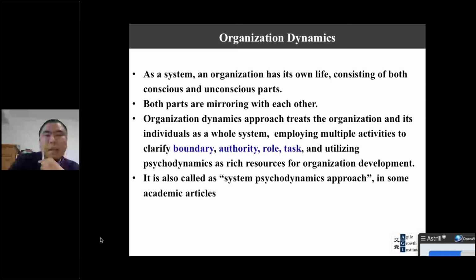For myself, I prefer the word used by Rolf Stacey and Susan Long. It is organization dynamics. I think it's closer to the business world.